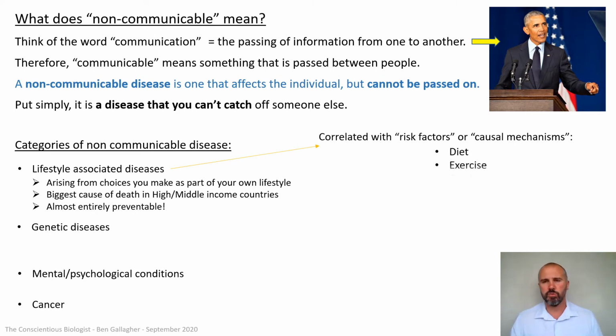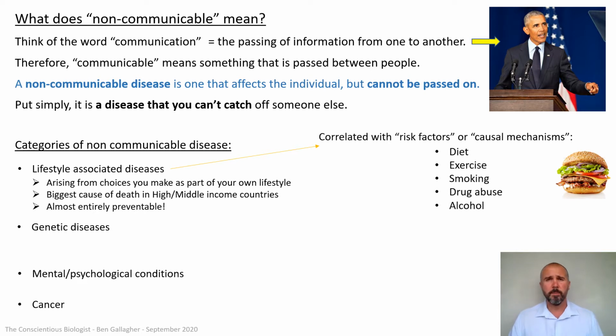But let's look at some of these risk factors or causal mechanisms. The main ones should be obvious. Diet and exercise, we're going to do a whole slide on that in a minute. Smoking, we'll do a whole slide on that. And drug abuse and alcohol, we can kind of put together because alcohol is basically the most widely abused but socially accepted drug that there is. Now we're not going to do a slide on alcohol, but you do need to know it in your specification.